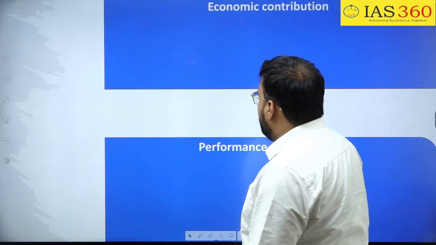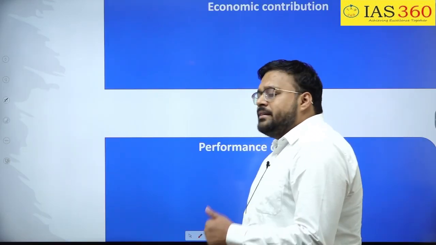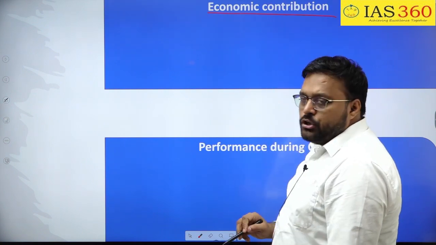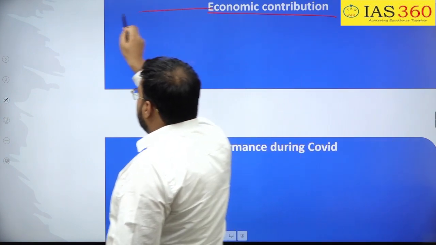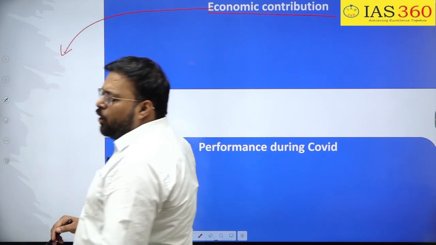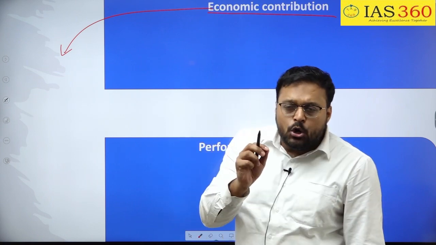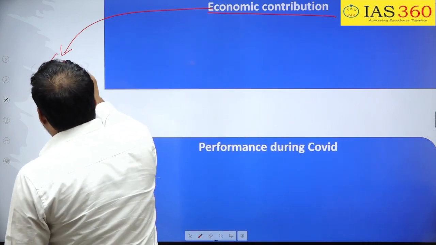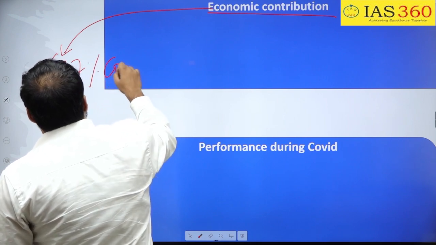Now, if you want to understand their significance, look at the economic contribution of rural industries. The very first thing is that of all the net value added in the economy, 47.7% comes from the rural economy.